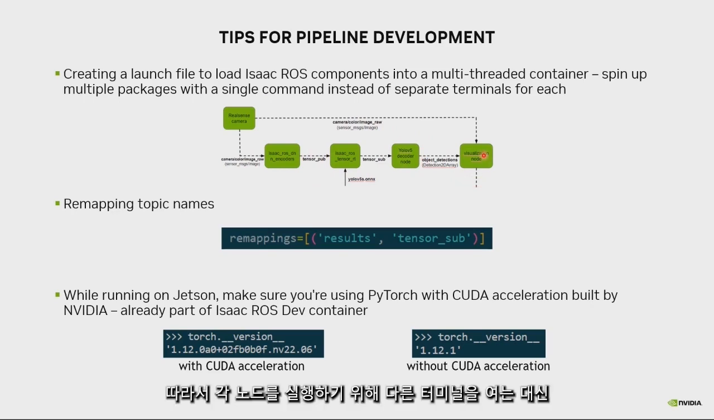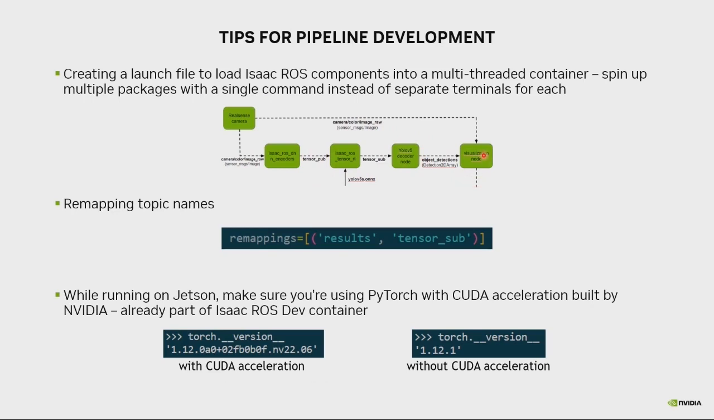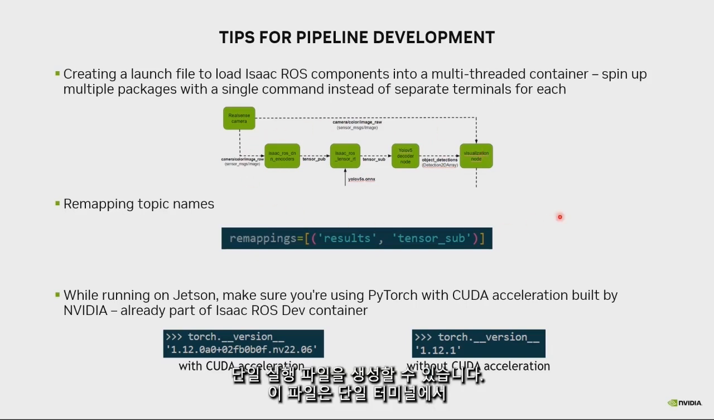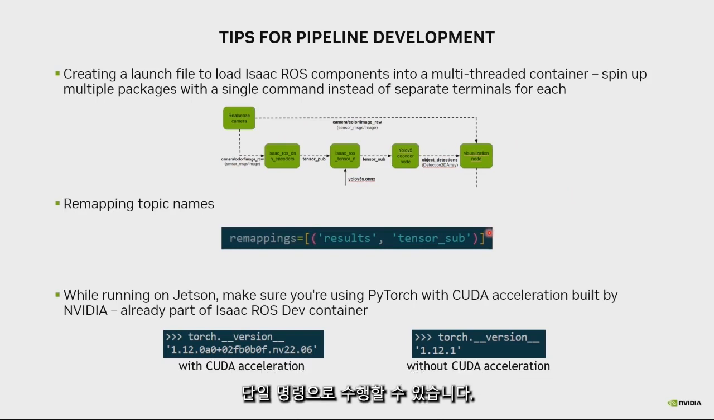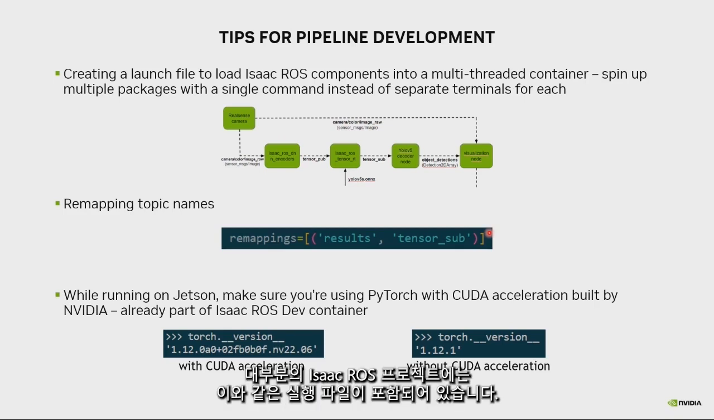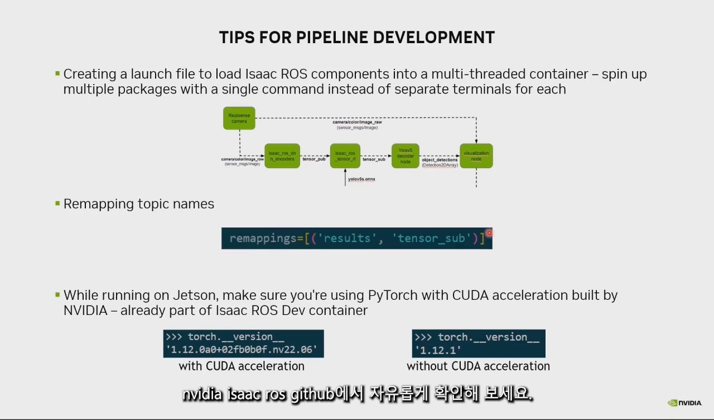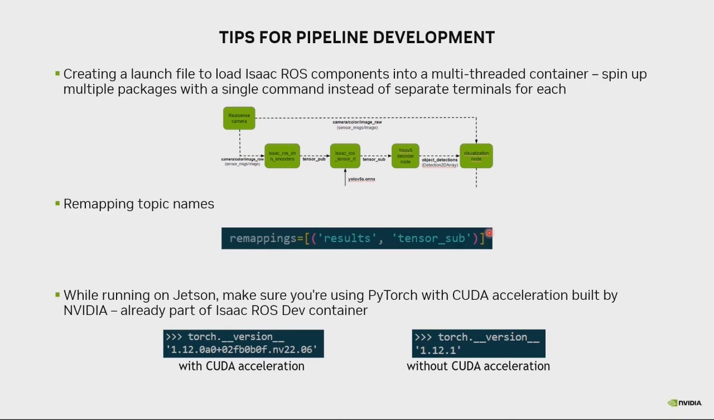So instead of opening a different terminal to run each node, you can create a single launch file for your entire pipeline that will load all of your nodes, which can then be run with a single command in a single terminal. This just makes things neater and more efficient, and most Isaac-ROS projects contain a launch file like this. So feel free to check it out on the NVIDIA Isaac-ROS GitHub.